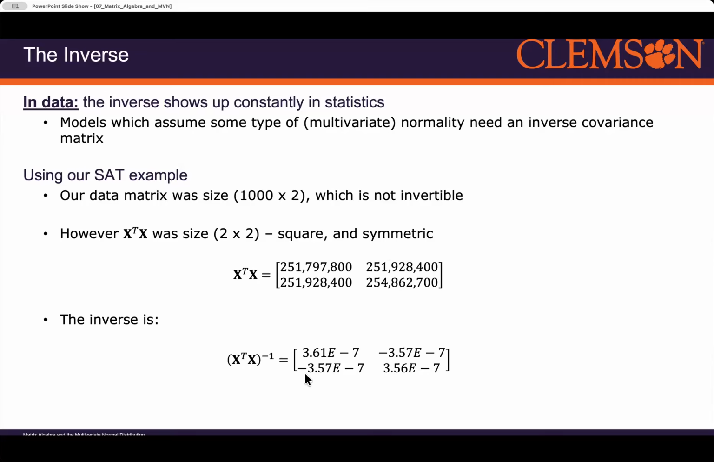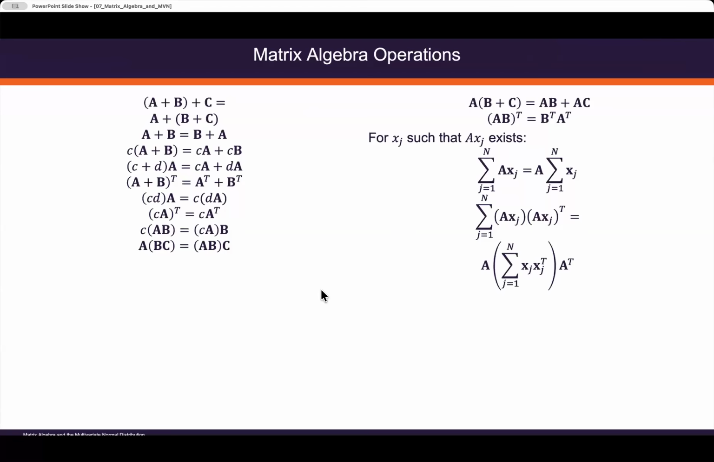We can go and invert this matrix, and we'll see a bunch of very, very small numbers. And furthermore, if I then took the product of X transpose X times X transpose X inverse, we would end up with the identity matrix where there's ones in the diagonal and zeros in the off diagonal.